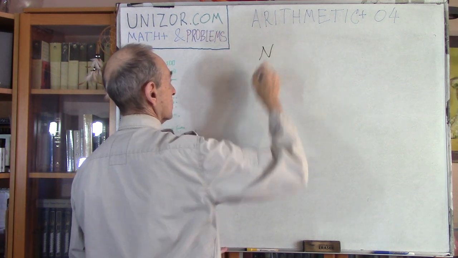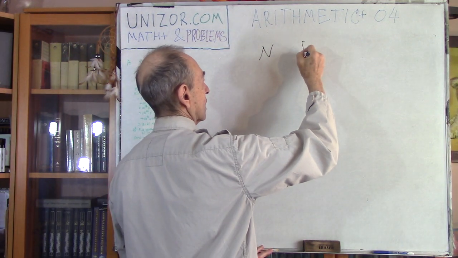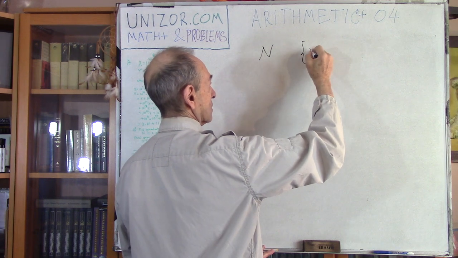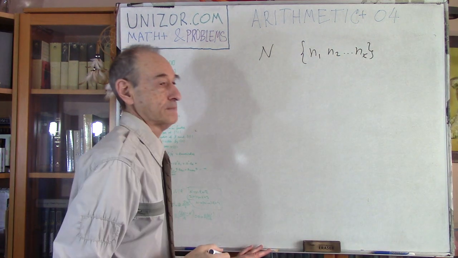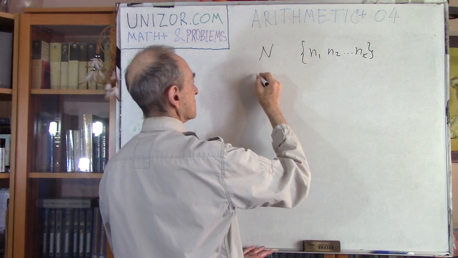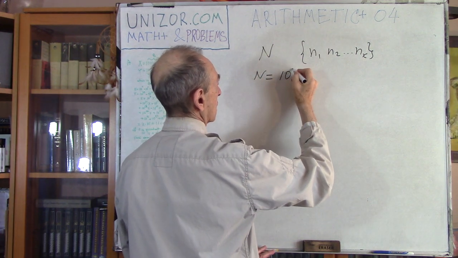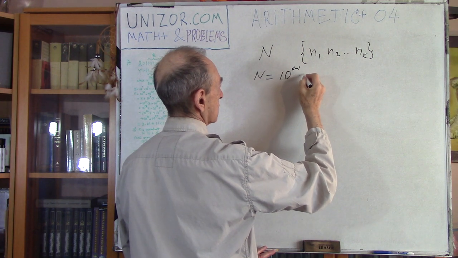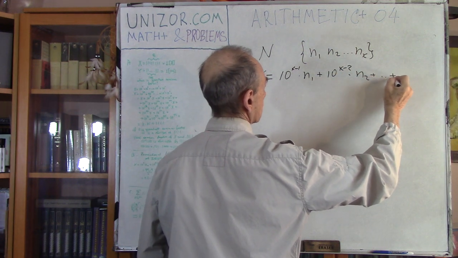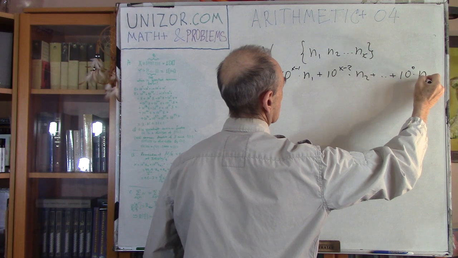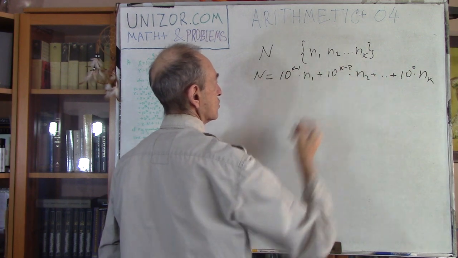Let's take any number n. It has a certain representation in decimal digits, like n1, n2, etc., nk. Which means basically that n is equal to 10 to the power of k minus 1 times n1 plus 10 to the power of k minus 2 times n2 plus etc. plus 10 to the power of 0 times nk. So that's the representation using these digits.